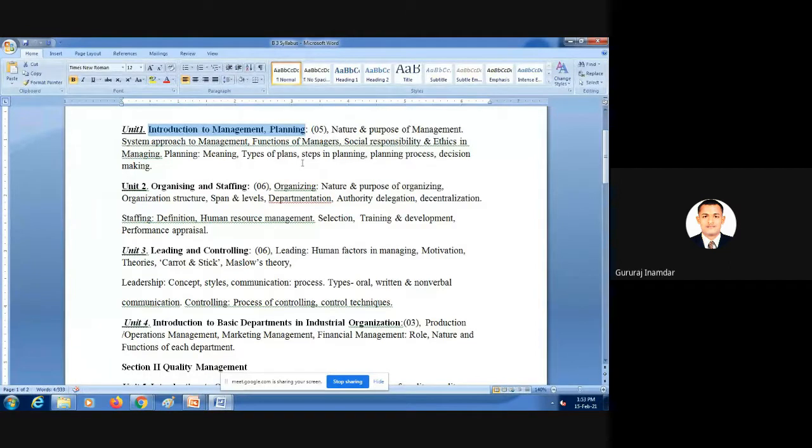Now this is the basic point of management, and next is planning. Planning is the main factor of management. Now what is planning? Planning is nothing but the prerequisites. Prerequisites are the pre-structure of that industry or that certain work.